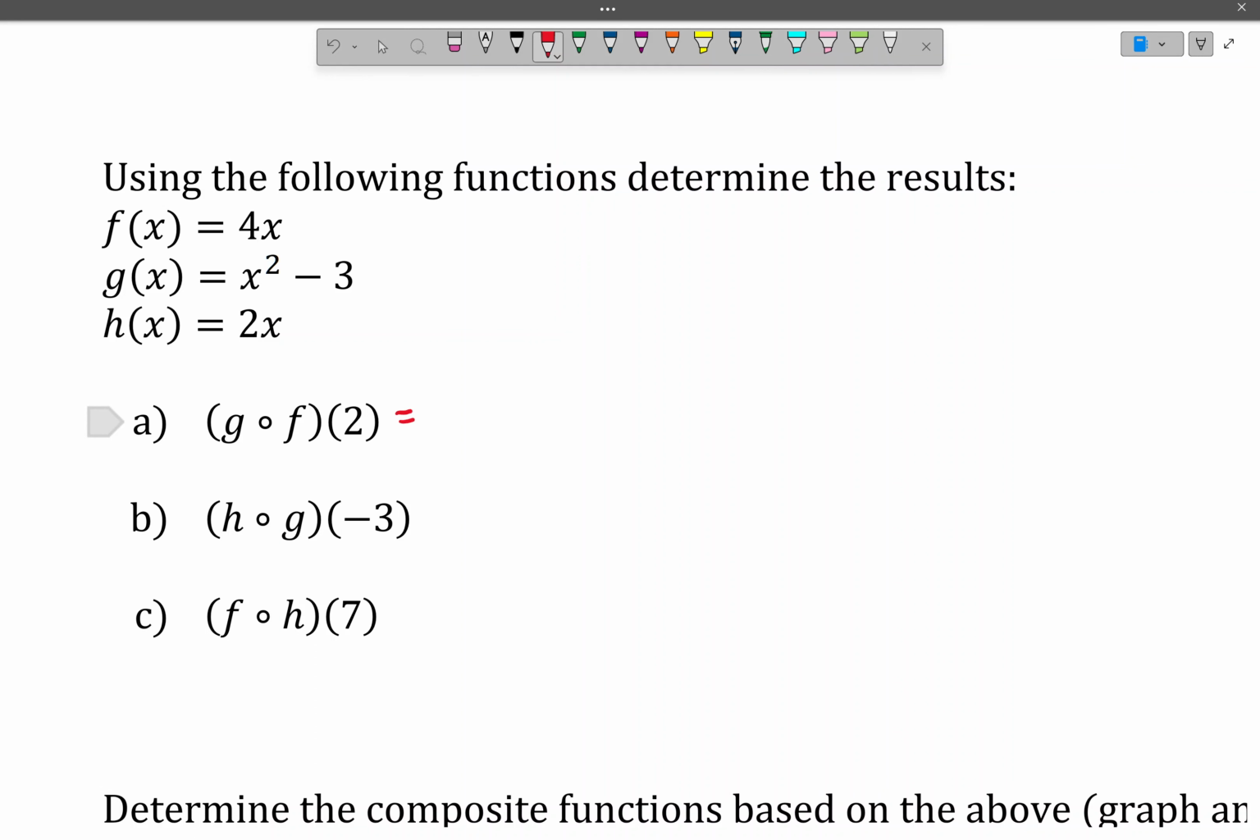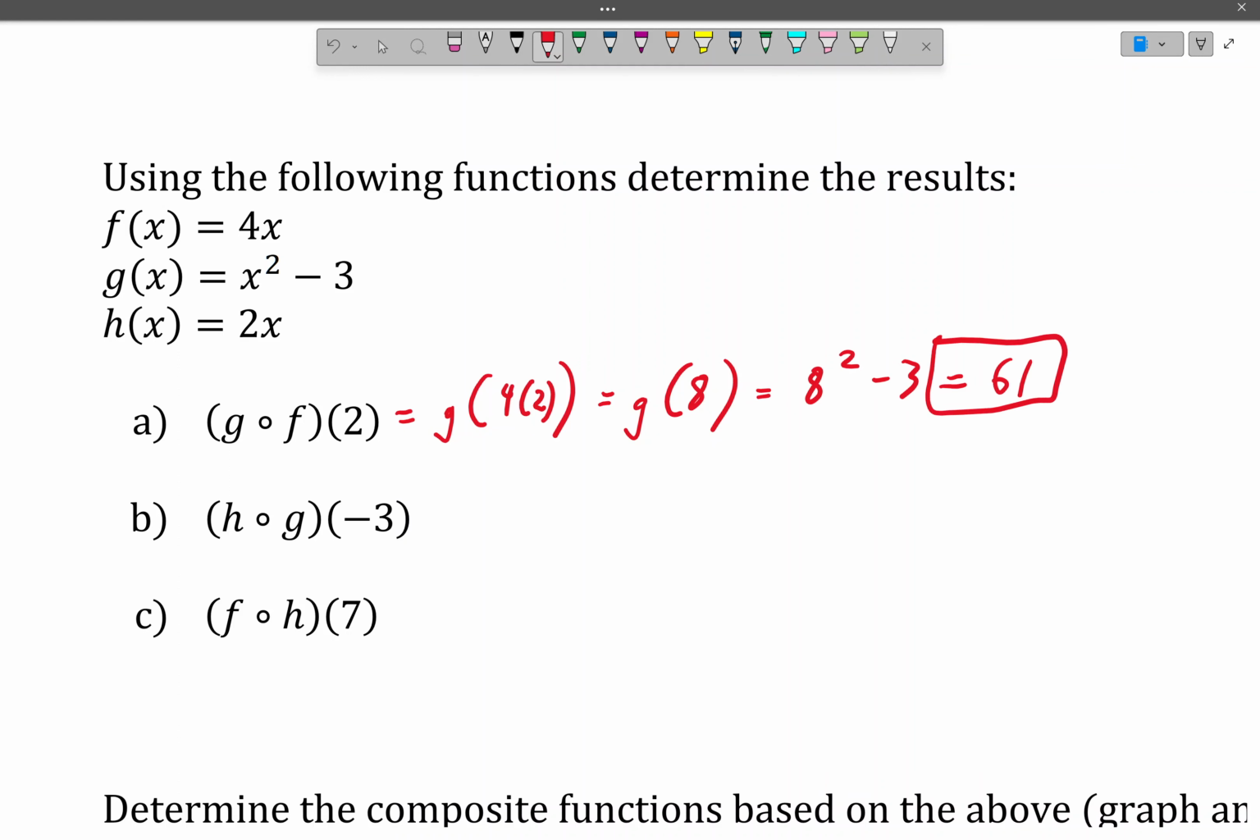Well, we first do the f of 2. So we go g of 4 times 2, which is g of 8, which we can then put in as 8 squared minus 3. So 64 minus 3, so 61. I suggest that you pause the video now and try out the rest of these questions yourself.